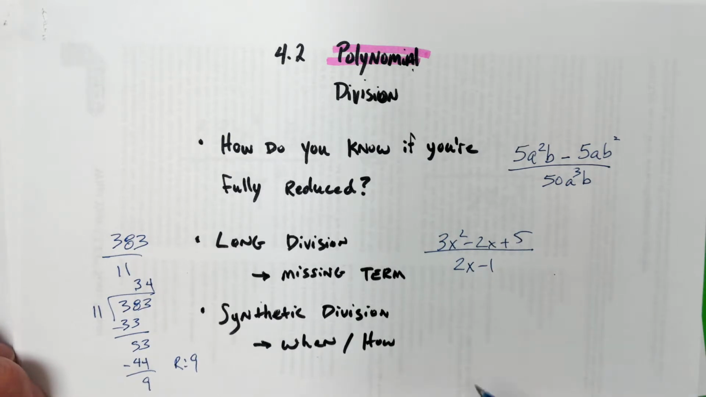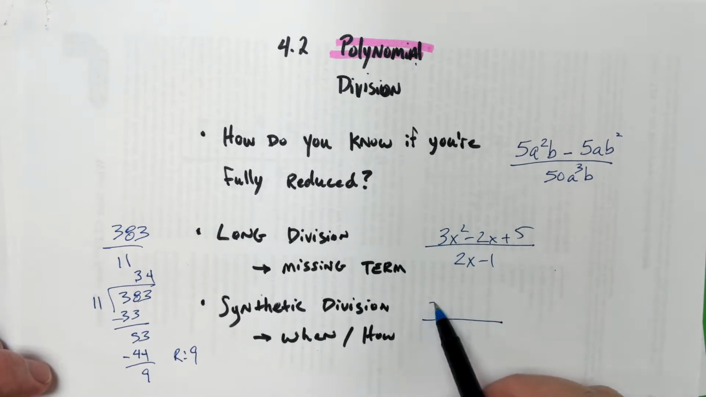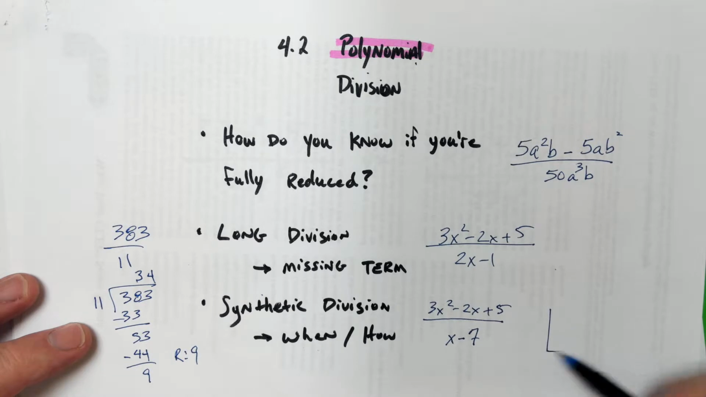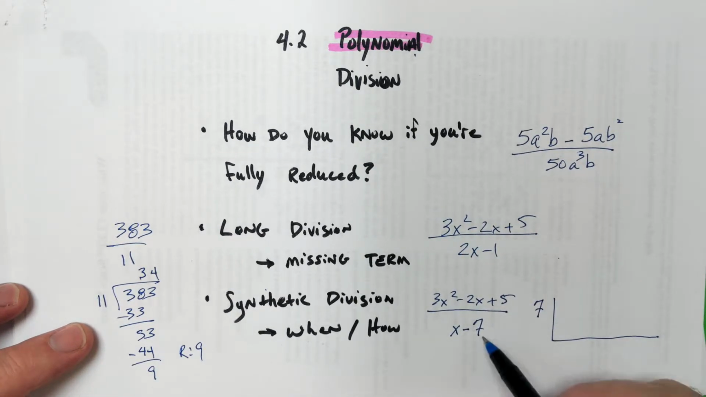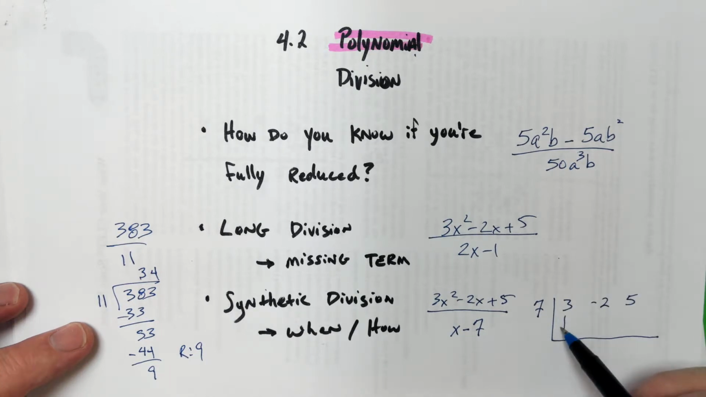In synthetic division, it's kind of different. If you were dividing by something that was just x plus or maybe minus a number, there's a shortcut, a way that's faster. So you would put the opposite number here and then just the coefficients.